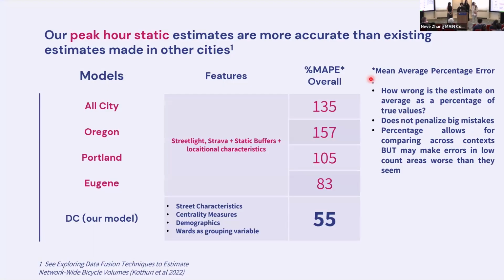So, how does our model perform? We found that our peak hour static estimates are more accurate than existing estimates made in other cities. As you can see, we have a MAPE, a mean absolute percentage error, of 55, which is much lower than most cities. This means that on average, our model is more accurate as a percentage of its true values compared to existing workflows by other cities.